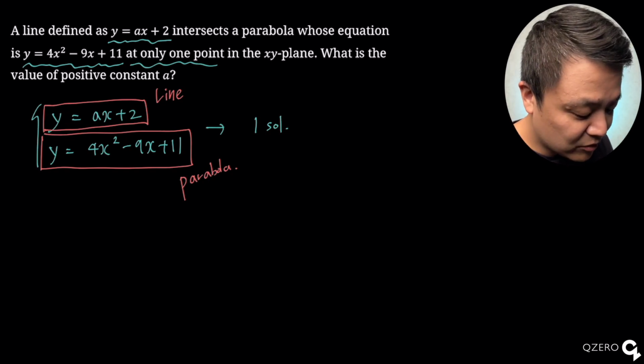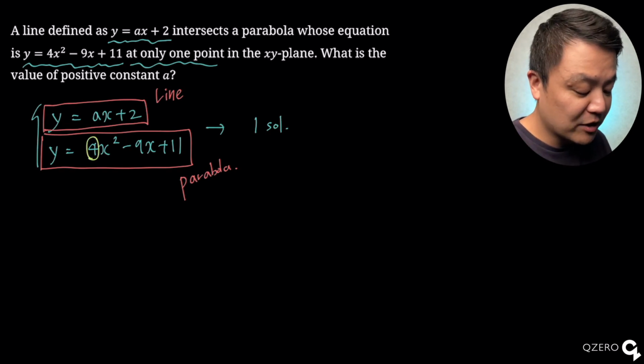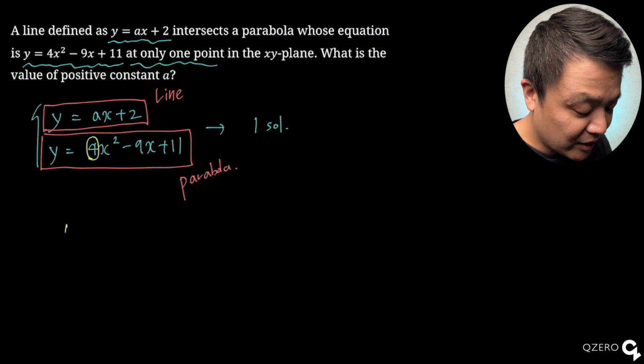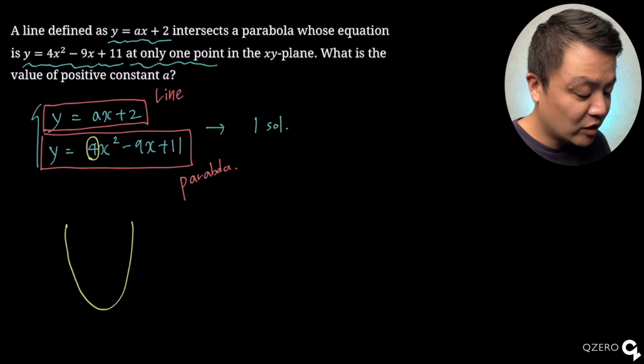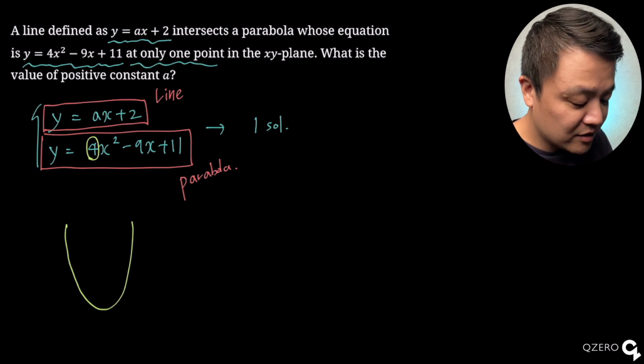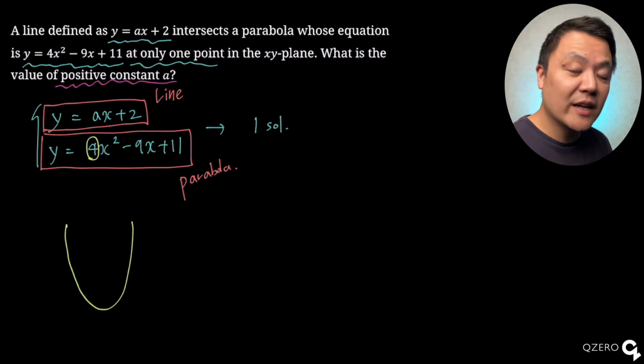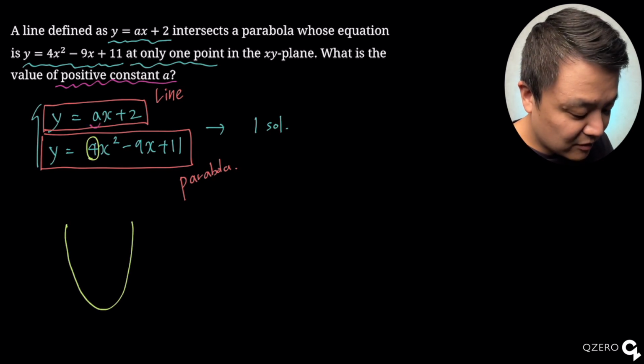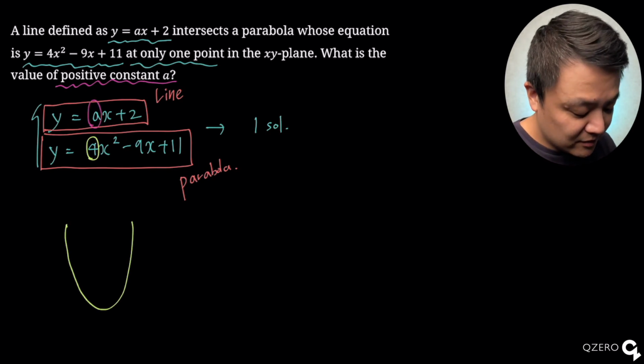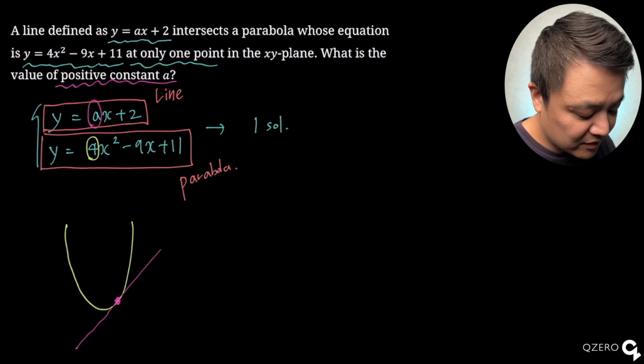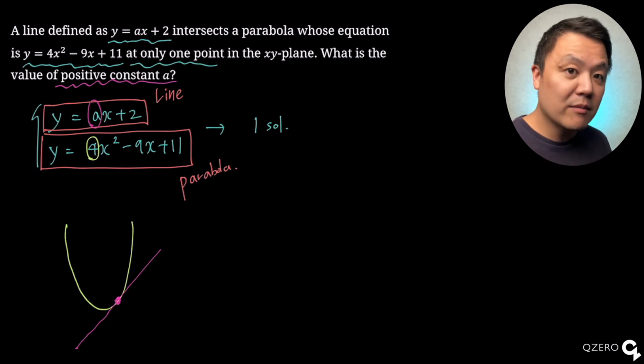Since the quadratic coefficient of the quadratic equation is positive, we know that we have a parabola that opens upward. And since the question said we're looking for the positive value of a, which is the slope of the line, the slope is positive. So this is a rough sketch of the situation we have here. We have a parabola that opens upward, and we have a line whose slope is positive, and they are intersecting at one point. So let's do some algebra.